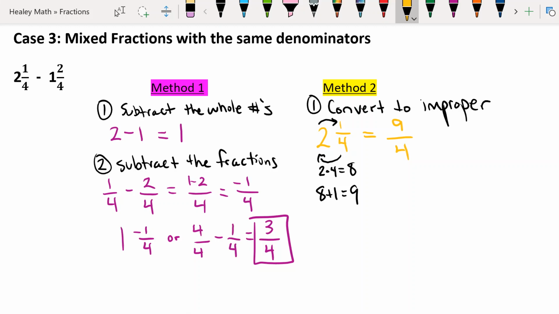We have 1 and 2/4. We do 4 times 1, and that's 4. And then we add the numerator, the result. So we have 2 plus 4, and that's 6. And we have 6 over 4.